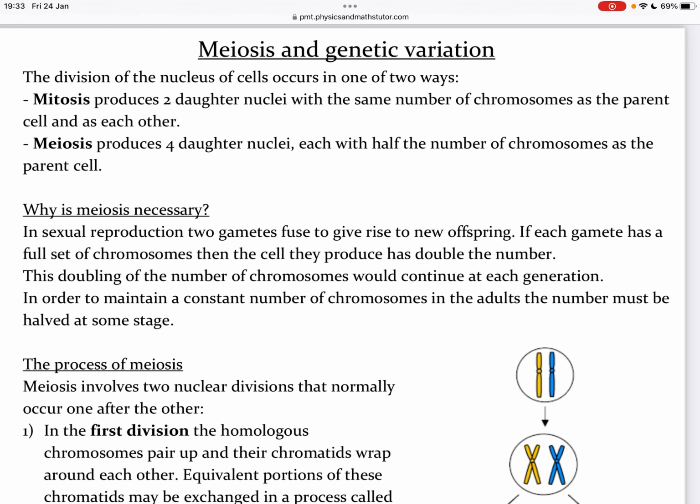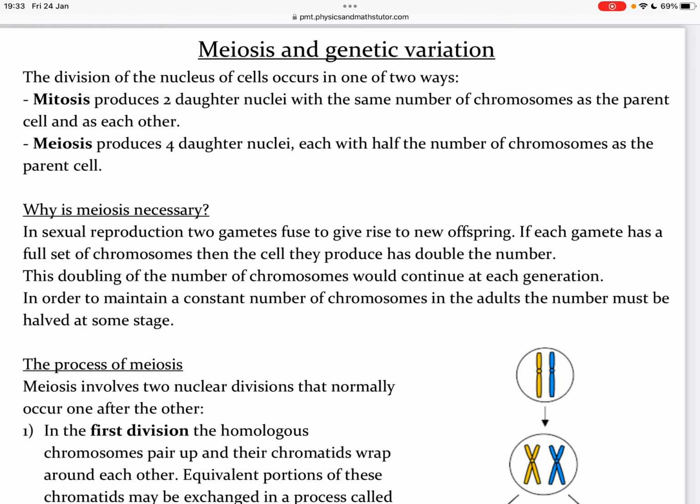Mitosis produces two daughter nuclei with the same number of chromosomes as the parent cells and as each other. Meiosis produces four daughter nuclei, with half the number of chromosomes as the parent cells. Why is meiosis necessary? In sexual reproduction, two gametes fuse to give rise to new offspring. If each gamete has a full set of chromosomes, then the cell they produce has double the number. This doubling of the number of chromosomes would continue at each generation.